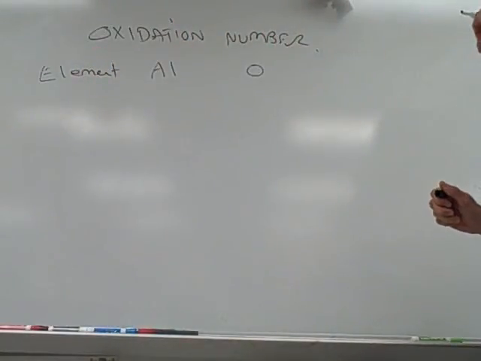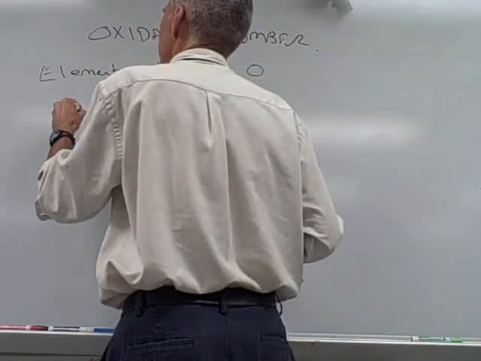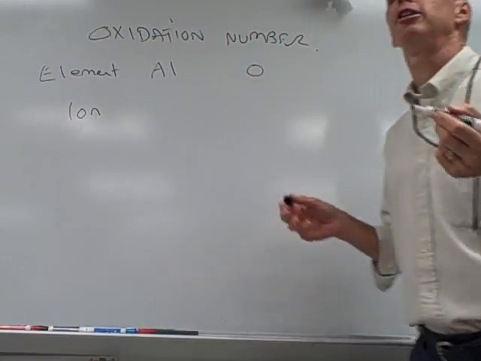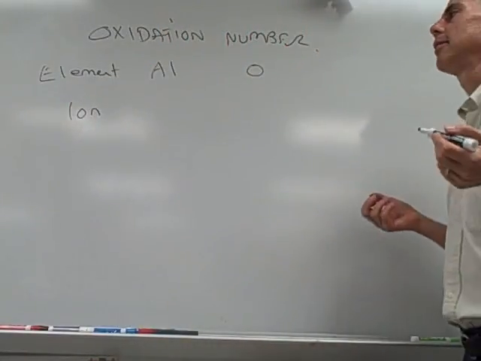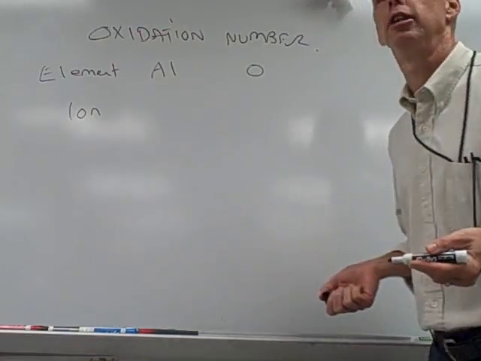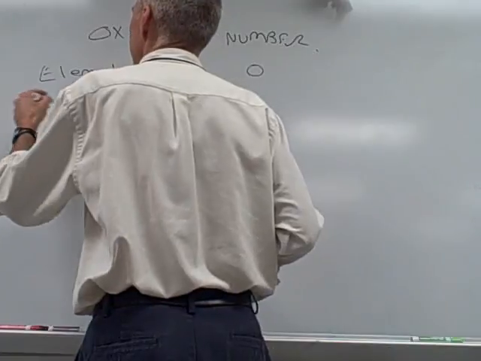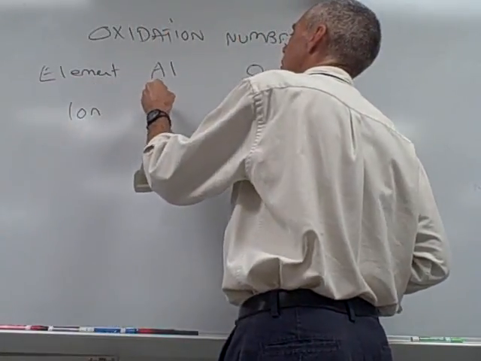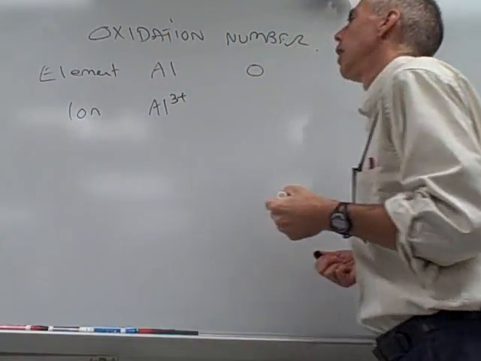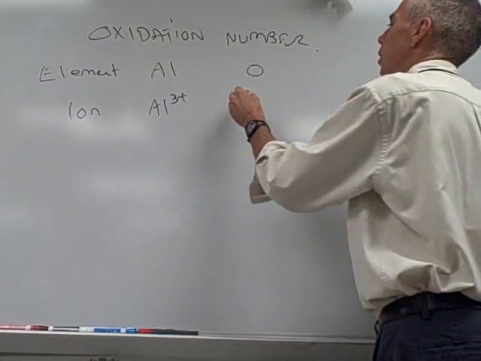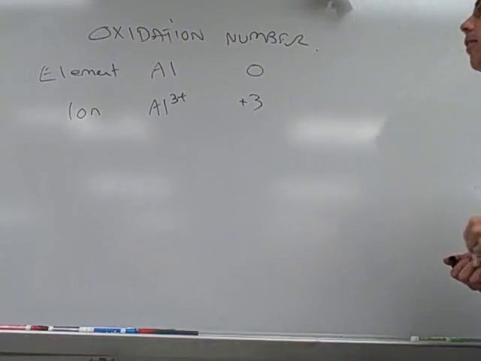Now, next one, ions. If it's already a charged ion, its oxidation number is its charge. An ion is a charged atom, so the oxidation number is simply the charge. So this is a +3.